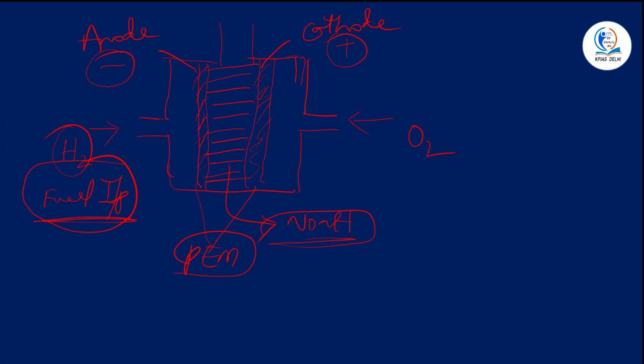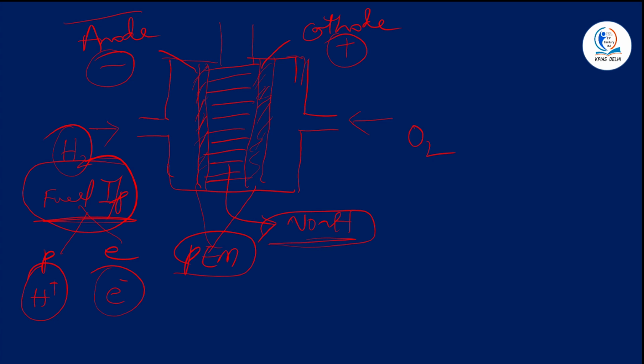Then you have the anode, which is negatively charged. The fuel is introduced at this anode, the negative electrode. If hydrogen fuel is introduced, then hydrogen molecules H2 are split into protons and electrons. H2 is split into H+, which is the proton, and the electron. This is how the functioning happens within this fuel cell.